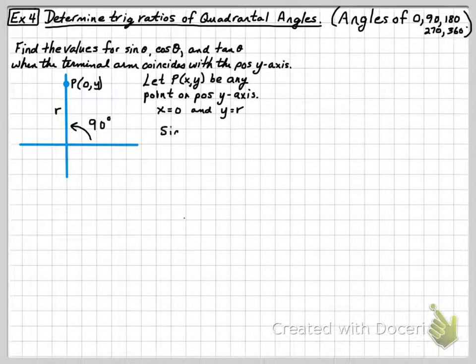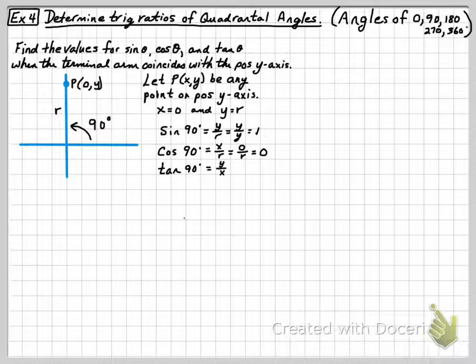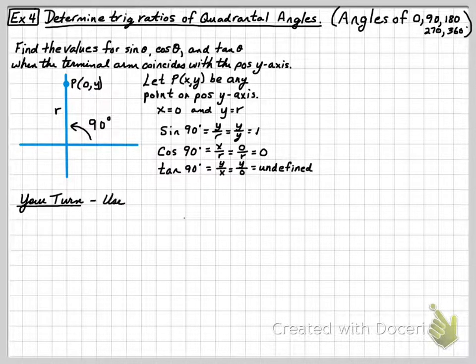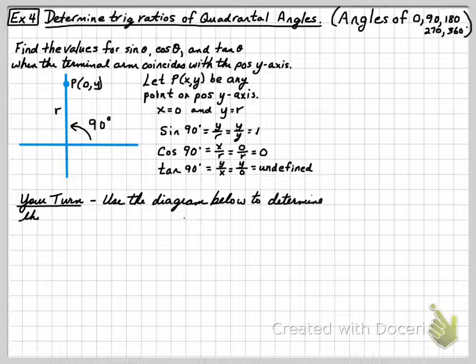Therefore, the sine of 90 degrees, remember, is y over r, which is y over y, which is 1. The cosine of 90 degrees is going to be x over r, which is 0 over r, which is 0. And the tangent of 90 degrees is undefined because it's going to be y over 0.